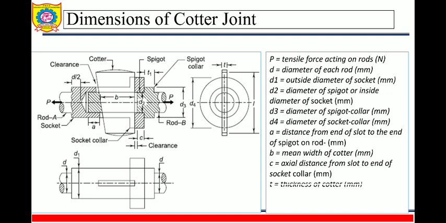Next is the thickness of cotter, t. This will be the thickness of cotter. Then t1 is the thickness of spigot collar. You can see here, whatever spigot collar is there, its thickness is t1. L is the length of cotter. You can see in the side view, L is the length of cotter. Now observe this diagram, redraw it and try to locate all the dimensions which are shown on the right hand side here.